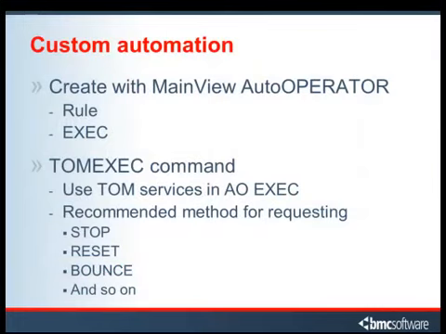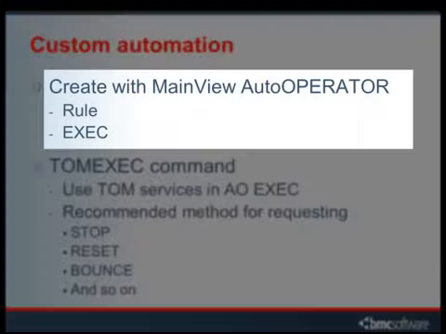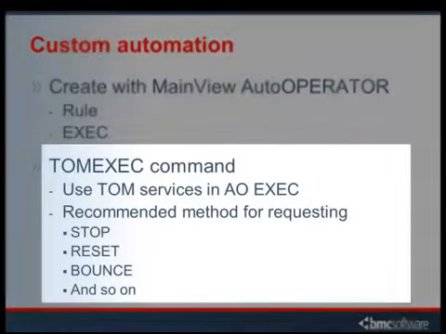When you need automation that is not available in TOM or is unique to your site, you can create custom automation by using a MainView auto operator rule or exec. The TOM API provides the TOM EXEC command. By using the TOM EXEC command, you can employ TOM services in an auto operator exec. We recommend that you use the TOM EXEC command to request functions like stop, reset, bounce, and so on.